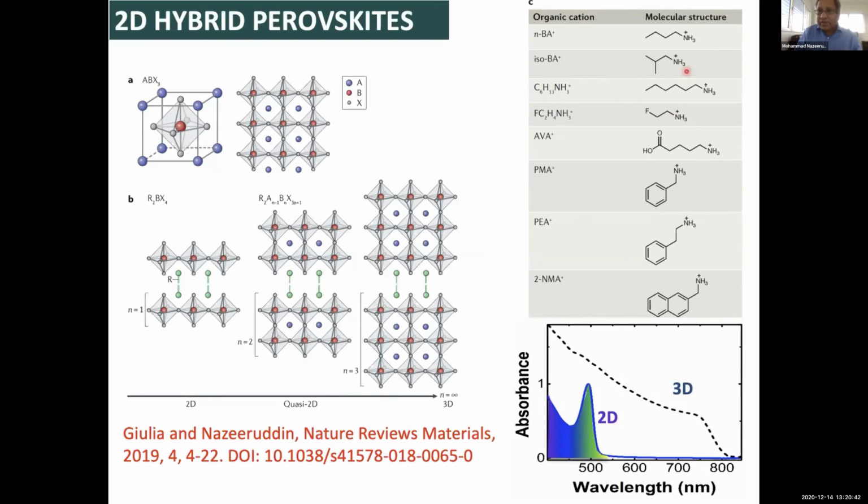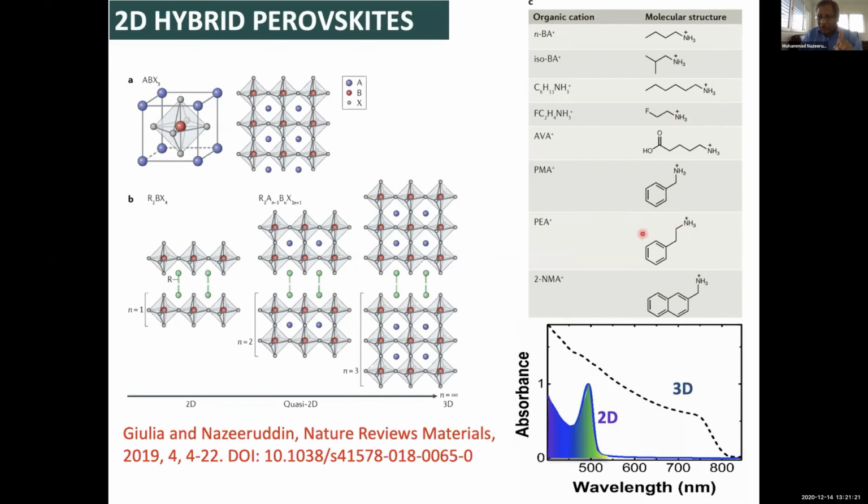So what are the bigger cations you can think of? Let me just take out this one. So what are the big cations you can think of? On the right side of this panel, I'm showing the possible cations: n-butylamine, isobutylamine, all these are big cations. They also form two-dimensional perovskite structures. When you have a bigger cation, which does not fit into the cavity, they form a two-dimensional perovskite. They are extremely stable. That's the reason why we are working with this material.